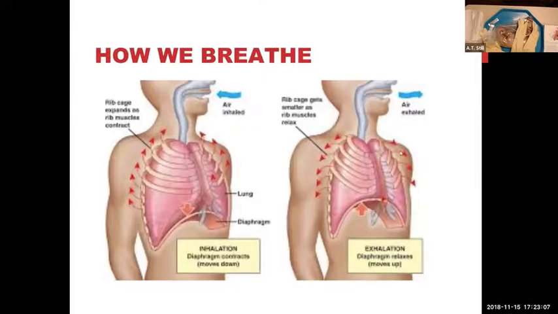And then when we breathe out, the opposite happens, where the ribs are going to come closer together and make the thorax smaller. The diaphragm is going to go up and it's going to squeeze the lungs so that the air can come out and be expelled.